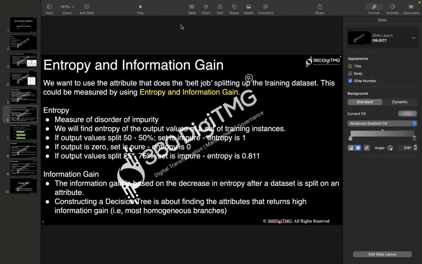So the information gain is based on the decrease in the entropy after a data set is split on an attribute. Then we are constructing a decision tree. It is about finding the attributes that return the highest information gain, which gives the most homogeneous branches.